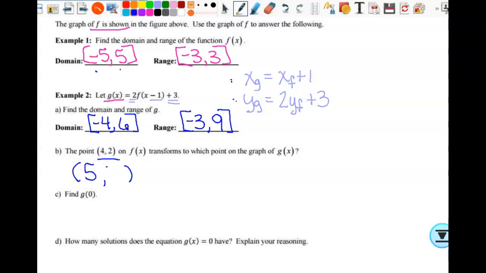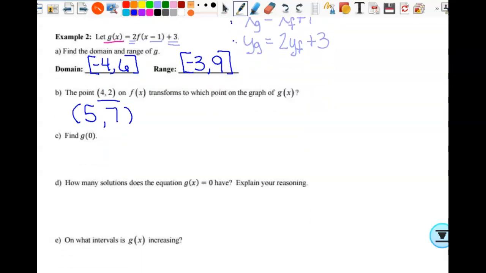Five, 7? You agree with that? Right? Just added 1 to the x value, and then my y value. Okay. So then I have g of 0.